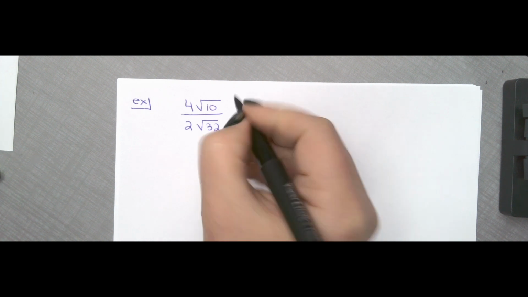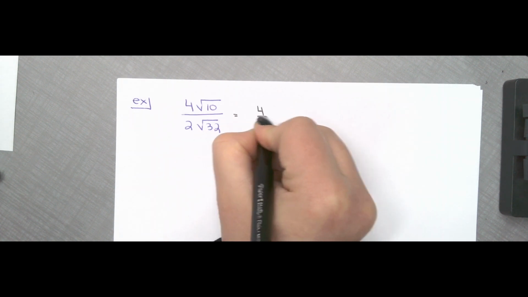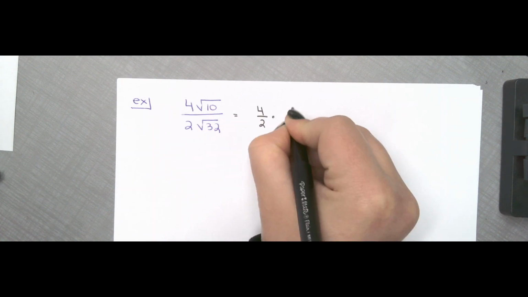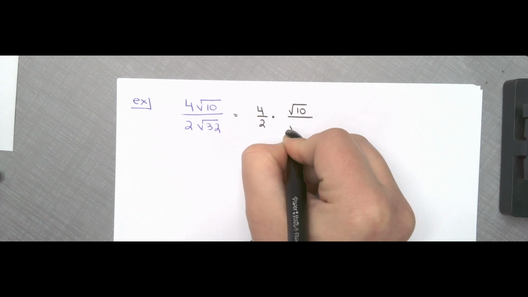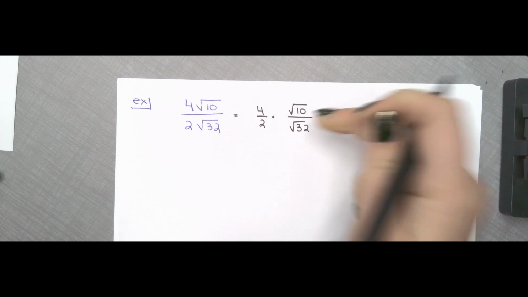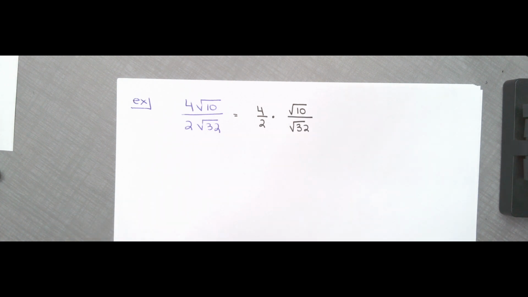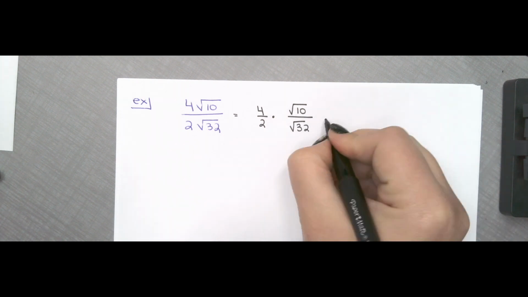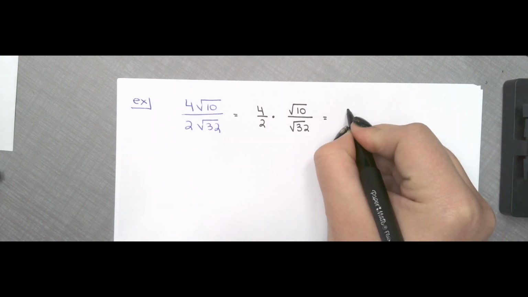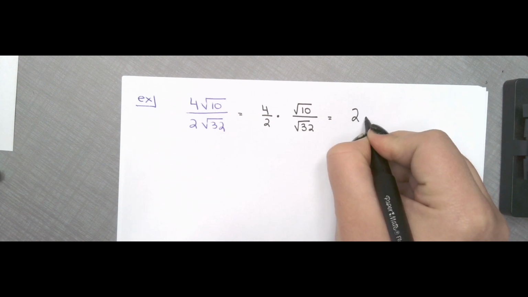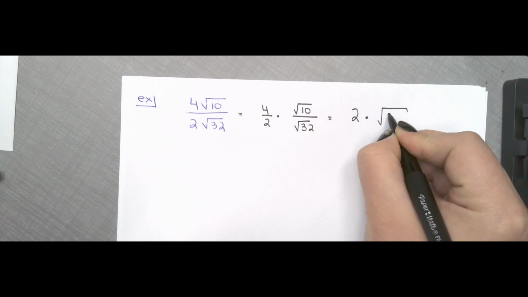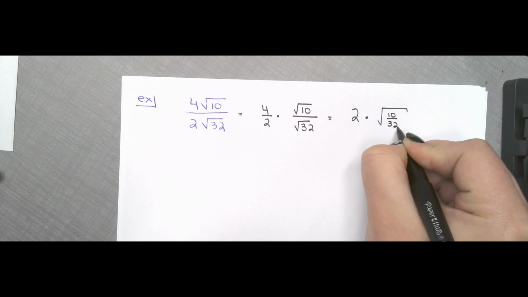Step number 1, simplify it out and separate it out. Now this one, I am not going to combine it under one radical. 10 divided by 32, we can simplify. I take it back. Let's do it. We got 2 times the square root of 10 over 32.